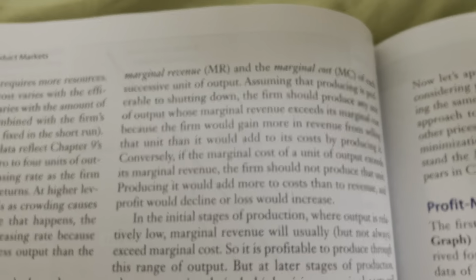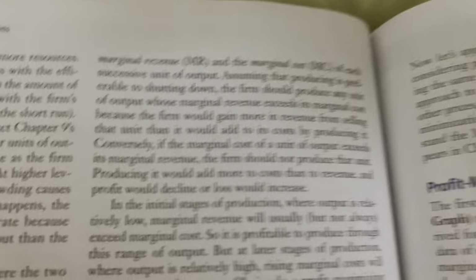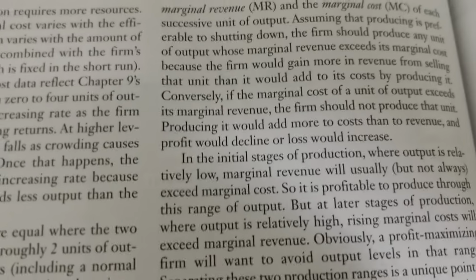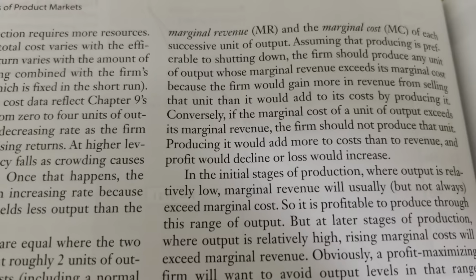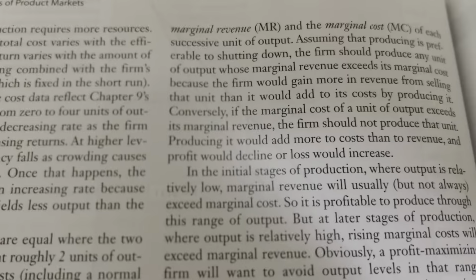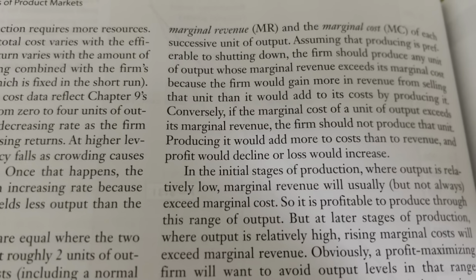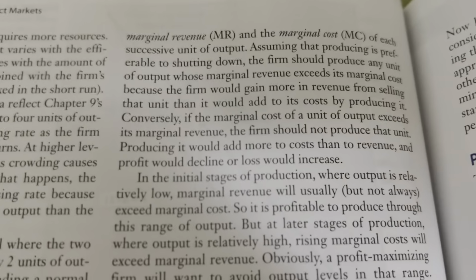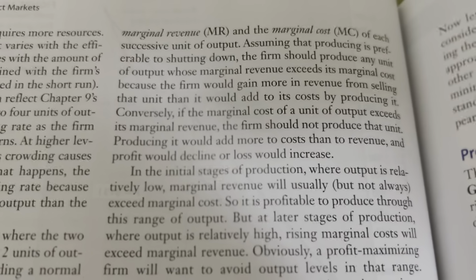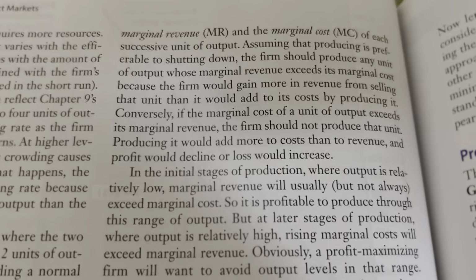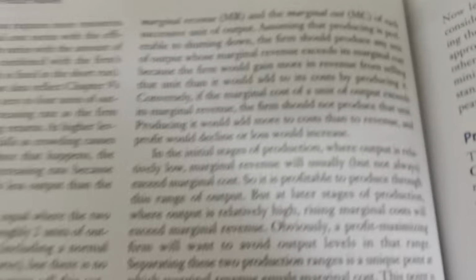the marginal revenue and the marginal cost of each successive unit of output, assuming that producing is preferable to shutting down. The firm should produce any unit of output whose marginal revenue exceeds its marginal cost, because the firm would gain more in revenue from selling that unit than it would add to its cost of producing it. Conversely, if the marginal cost of a unit of output exceeds its marginal revenue, the firm should not produce that unit. Producing it would add more to cost than to revenue, and profit would decline or loss would increase.